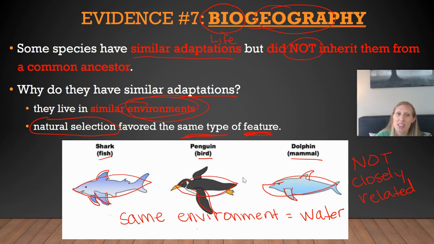So, in this situation, we can look at organisms, living things that live in similar environments. There's that geography part, and notice that they have similar features because of natural selection, even though they're not closely related.